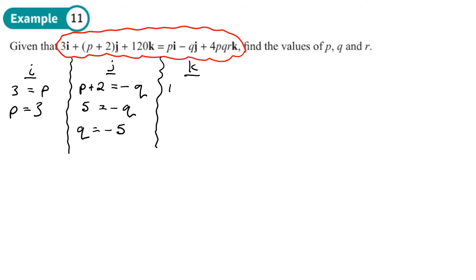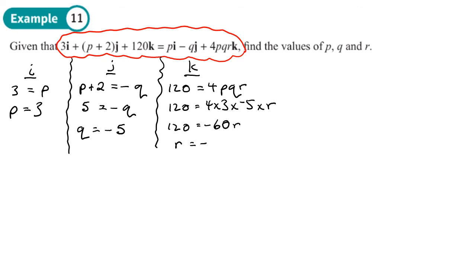So on the left we have 120, on the right we have 4PQR. So P is 3, Q is -5, and then times that by R. So 120 equals -60R. So R equals -2. That was easy. So here are our answers: 3, -5, -2.